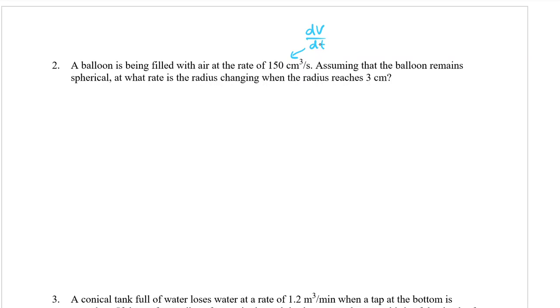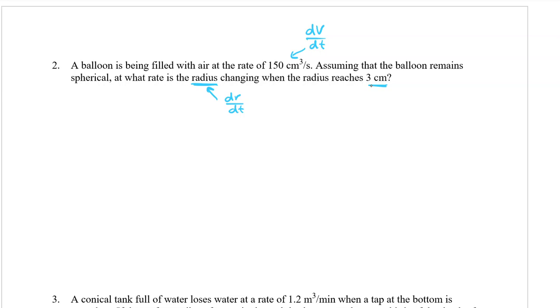Okay. Assuming that the balloon remains spherical, which would never happen, but anyway, we're having a perfect sphere here because we have to have a formula that we can use. At what rate is the radius changing? What am I after? The radius changing over time. Good. And then it does say at the end when the radius is 3 centimetres, but we'll save that 3 centimetres for the very end once we've got our derivative that we want. Then we sub in at the end.